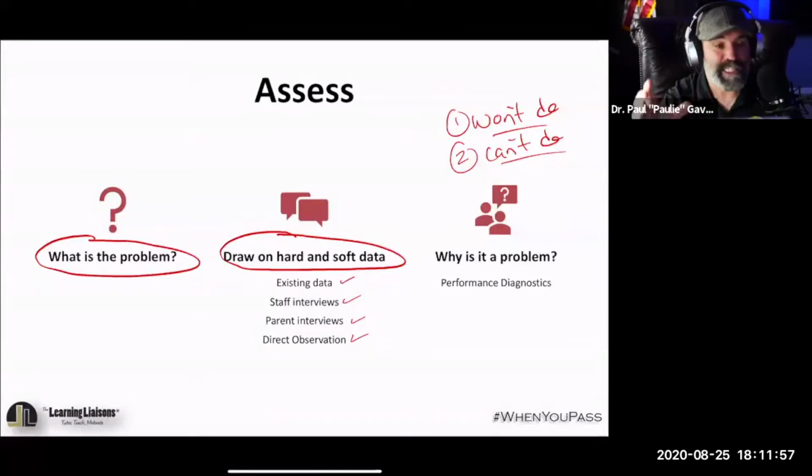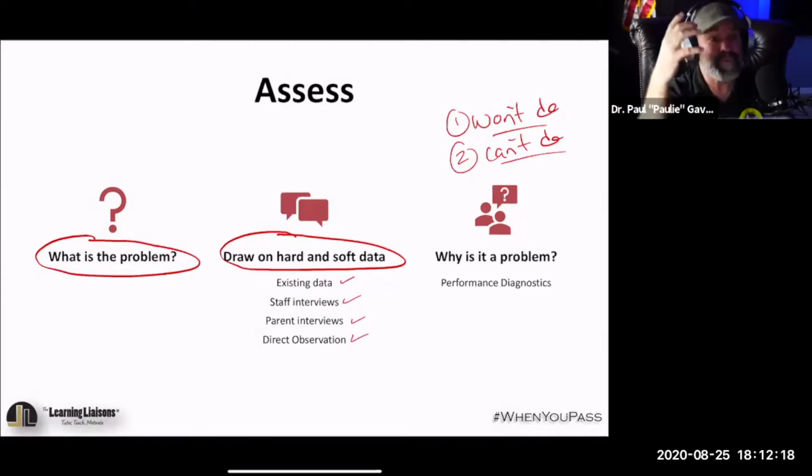Because let's say it's a student. You can set up all day long, Johnny, I'm going to put you on a behavior contract. I'm going to give you a very cool point sheet. If you do better on this quiz, I'm going to give you your favorite thing. All that's going to do is upset Johnny, because if he has a skill deficit, he can't do it, and he really wants that thing.